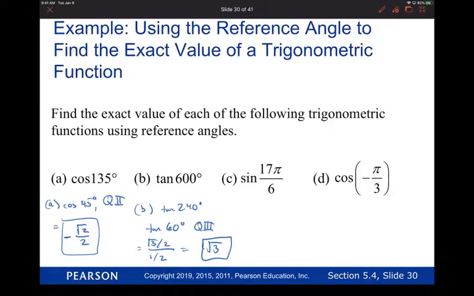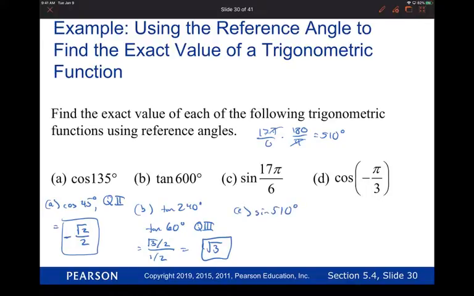I'm going to do 17 pi over 6 in degrees. Let's just do it quickly here. 17 pi over 6 times what? 180 over pi. So 510? Is that right? See, 17 pi over 6? Is 510 right? Okay. So we're really doing sine of 510 degrees.